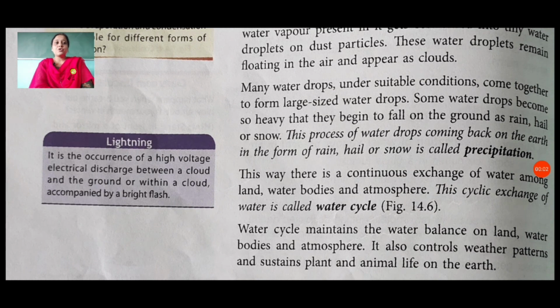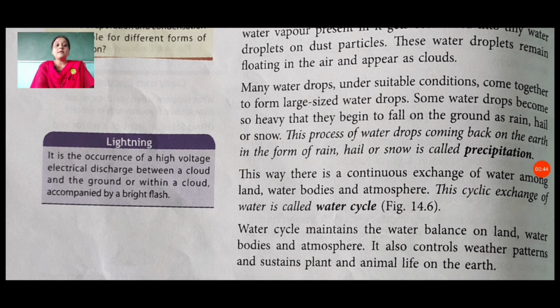This process of water drops coming back on the earth in the form of rain, hail, or snow is called the precipitation process. This way, there is a continuous exchange of water among land, water bodies, and atmosphere. This cycle of exchange of water is called the water cycle. In figure 14.6, you can see the water cycle. The water cycle maintains the water balance on land, water bodies, and atmosphere.